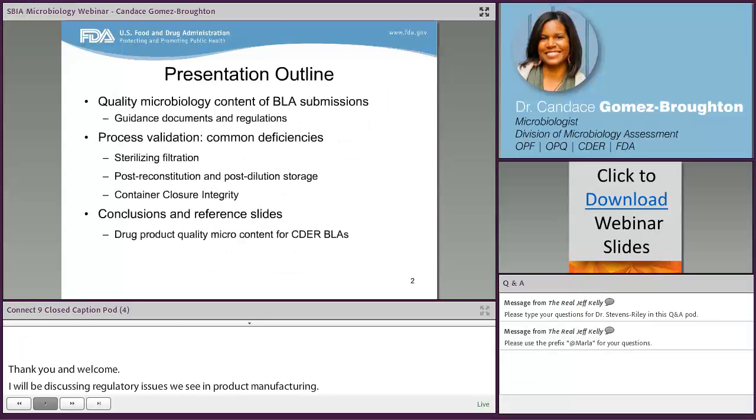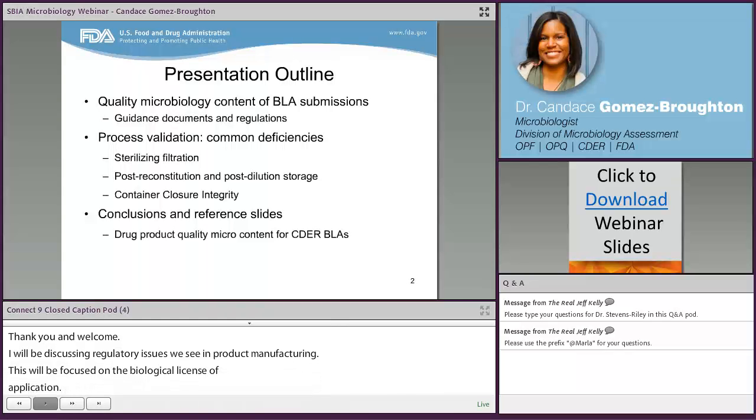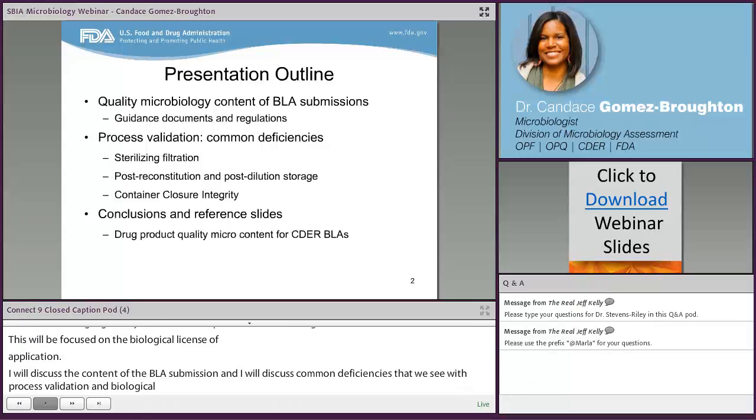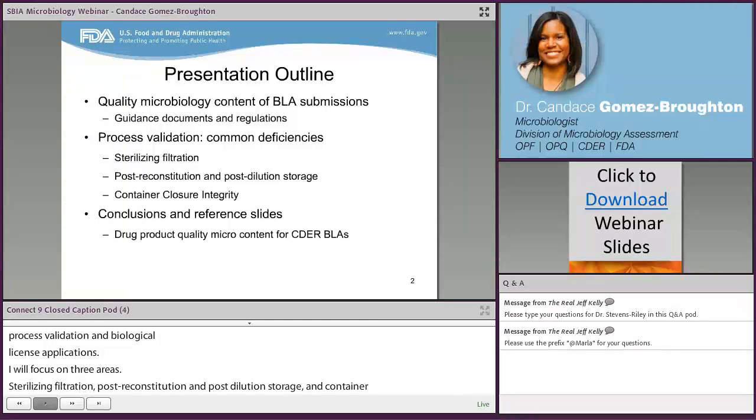I will discuss the content of the BLA submissions as guided by the documents and regulations. Also, I will discuss common deficiencies that we see related to process validation in biological license applications. I'll focus on 3 areas: sterilizing filtration, post-reconstitution and post-dilution storage, as well as container closure integrity. At the end, I'll draw some conclusions, and at the end of this talk, there are some reference slides for you all to review on your own time.